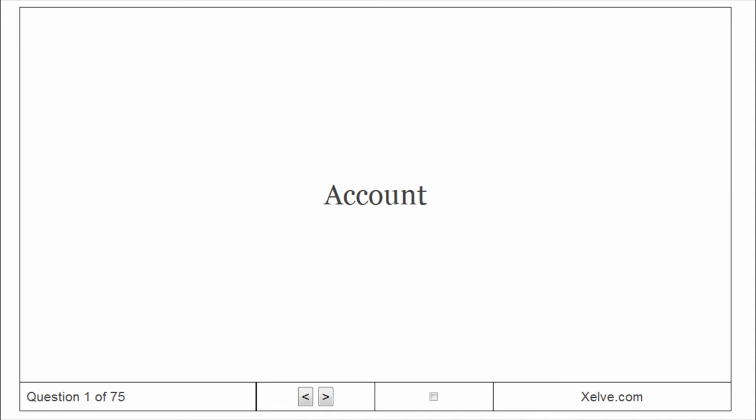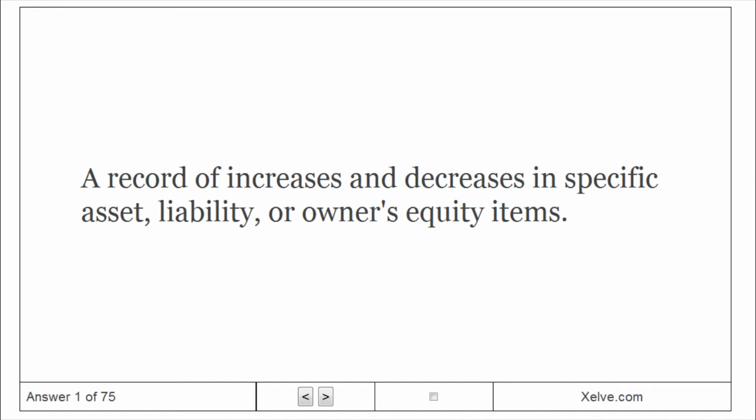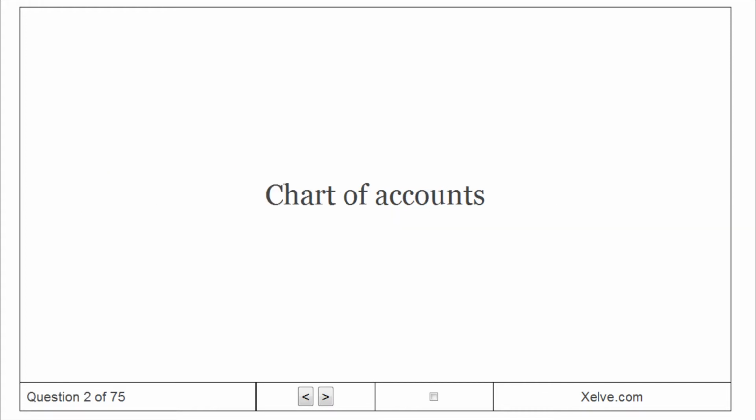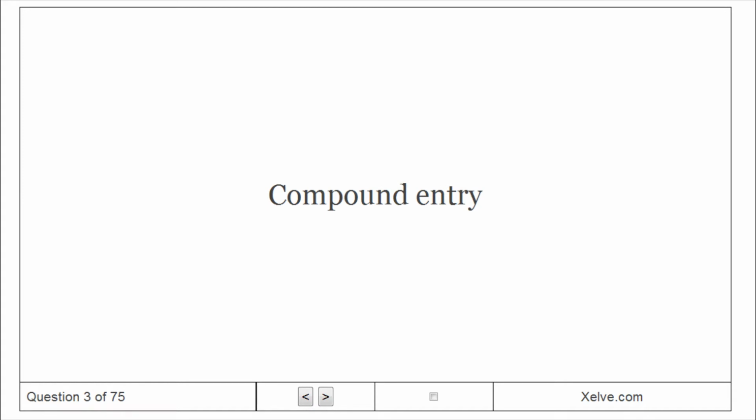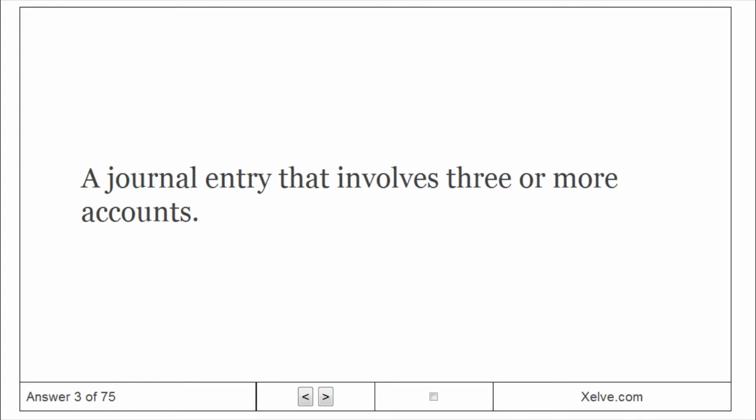Account. A record of increases and decreases in specific asset, liability, or owner's equity items. Chart of accounts. A list of accounts and the account numbers that identify their location in the ledger. Compound entry. A journal entry that involves 3 or more accounts.